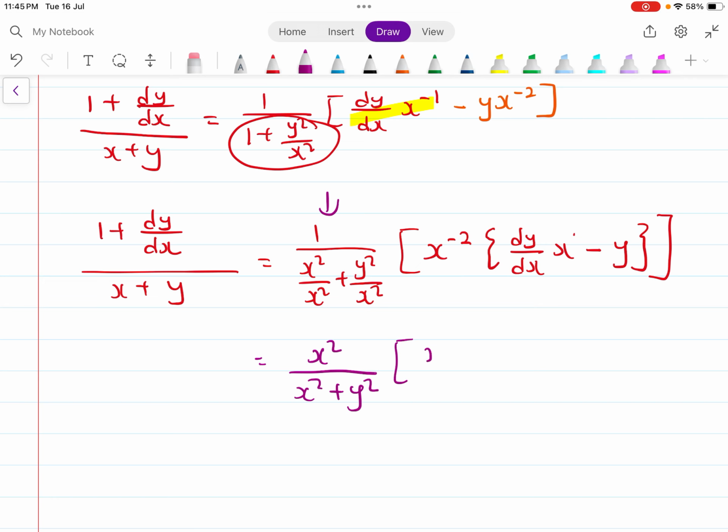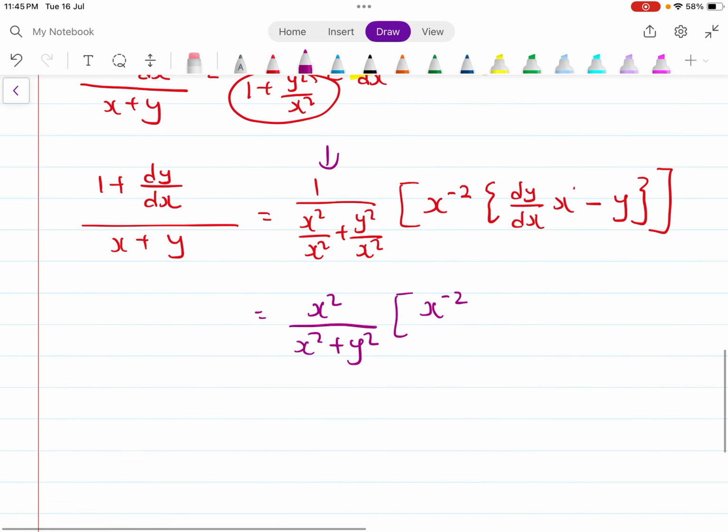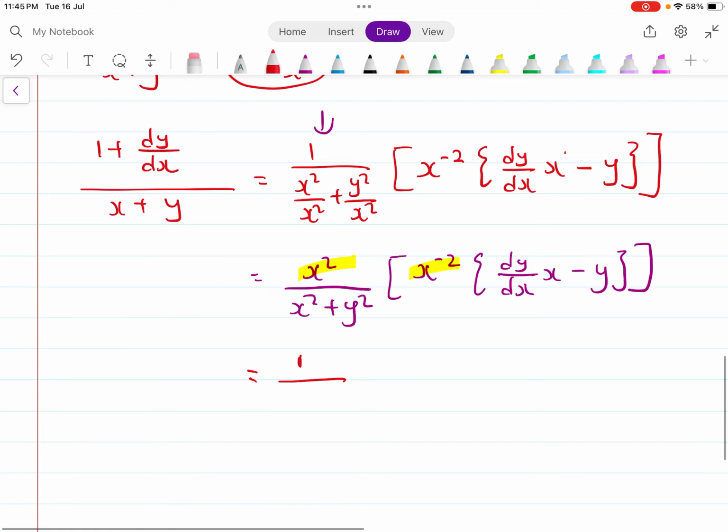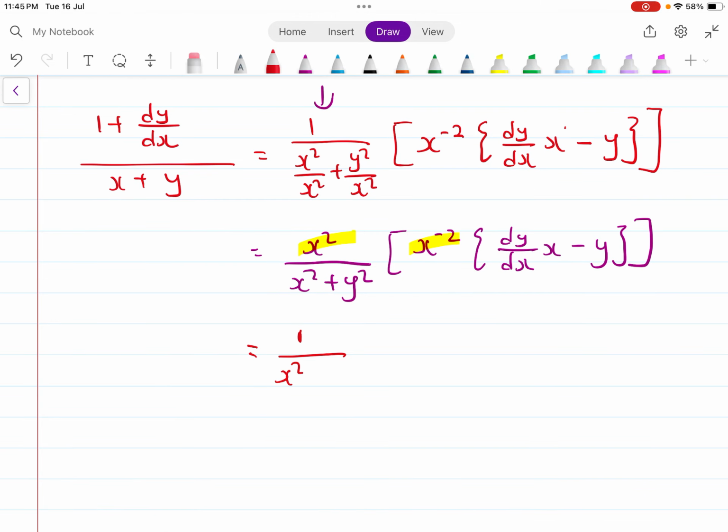Okay, then next you can see that something can be cancelled already. So I put dy dx x minus y. So this thing multiply with this thing, it's x to the power of 2 times x to the power of negative 2, so it's actually 1. So it's 1 over x square plus y square. Okay, so this one will be dy dx x minus y, square bracket.